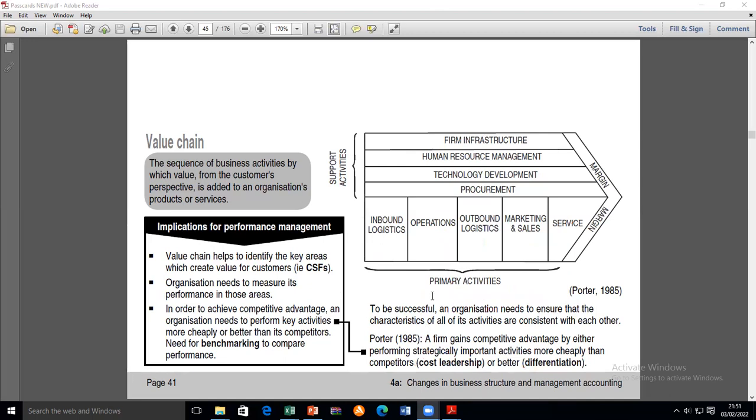So this is your value chain. We need to understand the effect. So impact is that it helps us to identify areas of critical success factors. And these areas on which we must develop our KPIs.